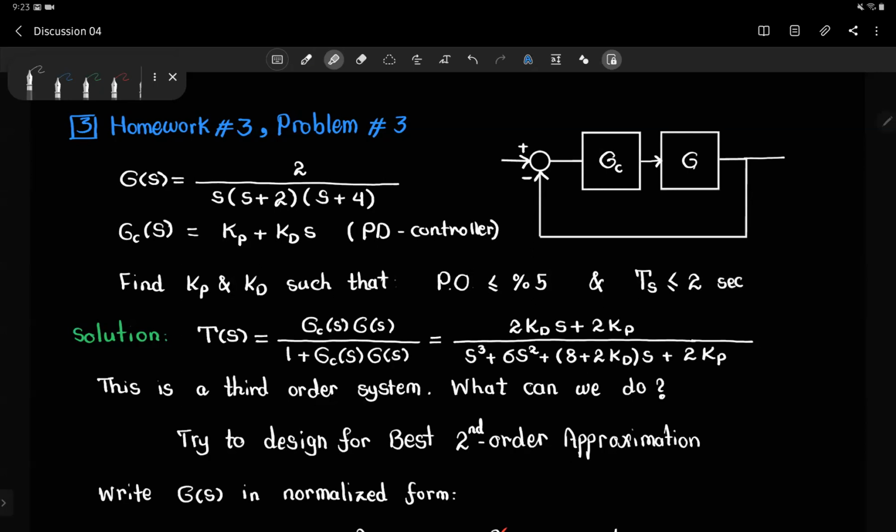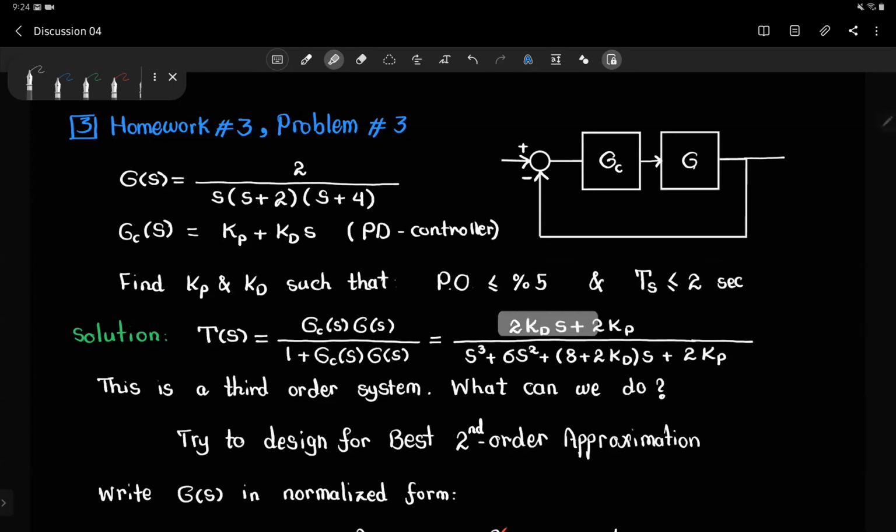So first, given that this is the expression for GC, and this is the expression for G, and this is a closed loop, we simply compute the closed loop expression. So the closed loop, which is T of S, is equal to GC times G divided by 1 plus GC times G, right? When you do that computation, you end up with T equal to this expression here, okay? Now you can clearly see that the denominator of this expression is a third order polynomial. So we have not studied how to specify the percent overshoot and the settling time of a third order system, correct? We only know how to deal with second order systems.